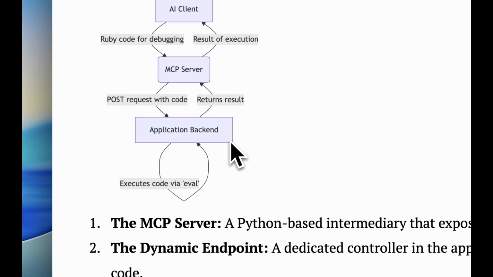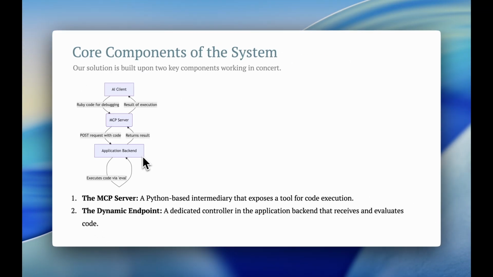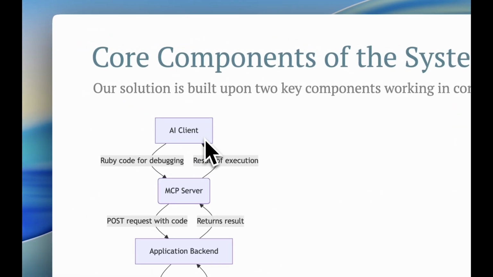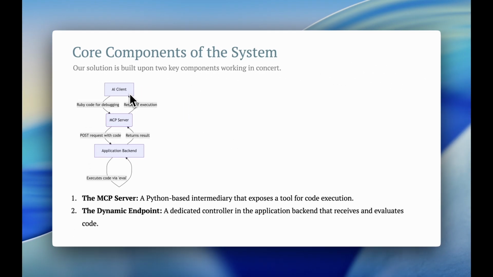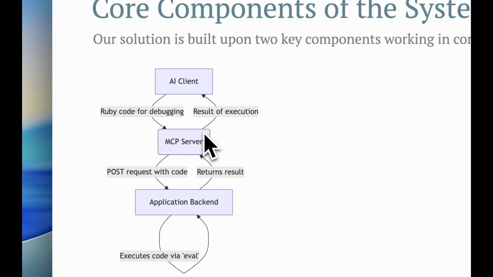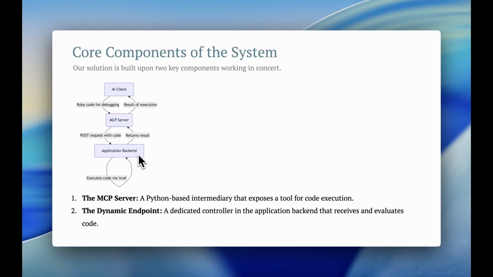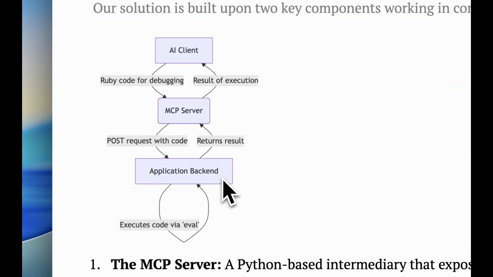Second, within our main application, we have a special controller endpoint. This endpoint is designed to receive the code from the MCP server and execute it within the application's current context using dynamic evaluation. The diagram here illustrates the flow. The AI client sends the Ruby code, or any code supported by the language itself, to the MCP server, which then forwards it to the application. The application executes the code and returns the result, which is then passed back to the AI client.